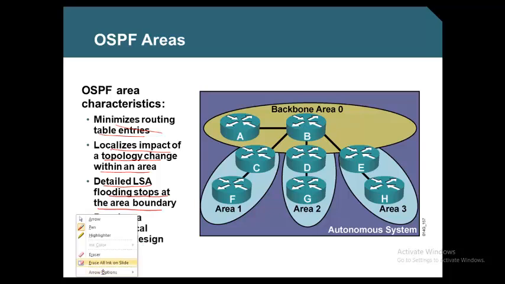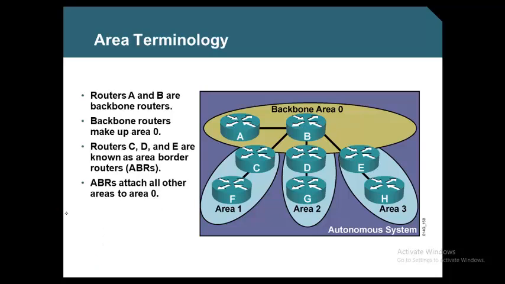Next, these routers A and B, how do you call them? Backbone area routers. And the number 0 is only for backbone. You cannot use any other name other than 0. No other numbers can be used.